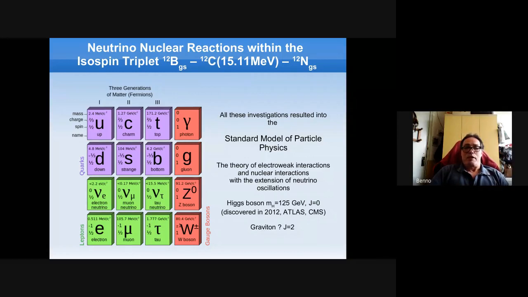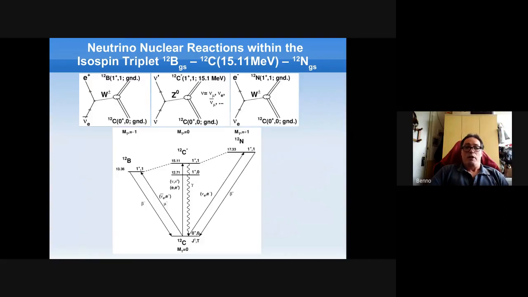But oscillation experiments showed that we have a measure of the difference of the masses of the neutrino flavors. The only missing particle was the Higgs boson, which was discovered in 2012, which has a mass of 125 giga-electron volts, and this was the only particle which was missing in the standard model of particle physics. So it's complete now, and we can turn things around.